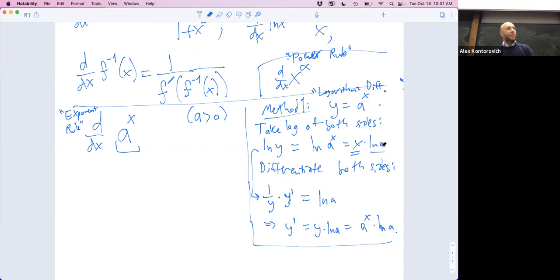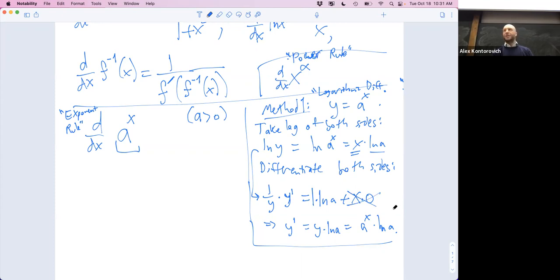x times natural log of a. So if we use the product rule, it's a product of two things. One of those things is a constant. So if I differentiate x, I'll get 1 times natural log of a plus x times the derivative of natural log of a, which is 0. So this is how we prove that if you have a constant times a function, the derivative of that is just the same constant times the derivative of the function. So that's why the derivative of x is 1 and the natural log just stays there as the constant in front.